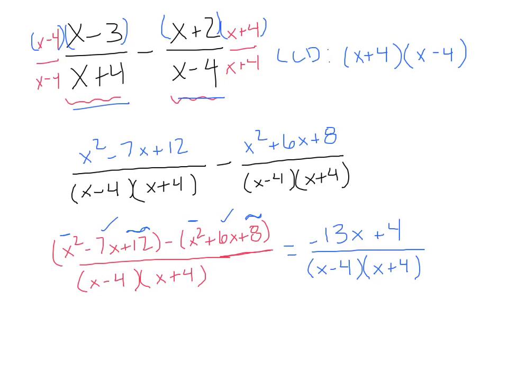Sometimes you can factor the numerator a little bit further and maybe even cancel some stuff out. In this case, I know that there's no GCF between negative 13x and 4, so I'm done. I can say that my answer to this subtraction problem is that final fraction right there.